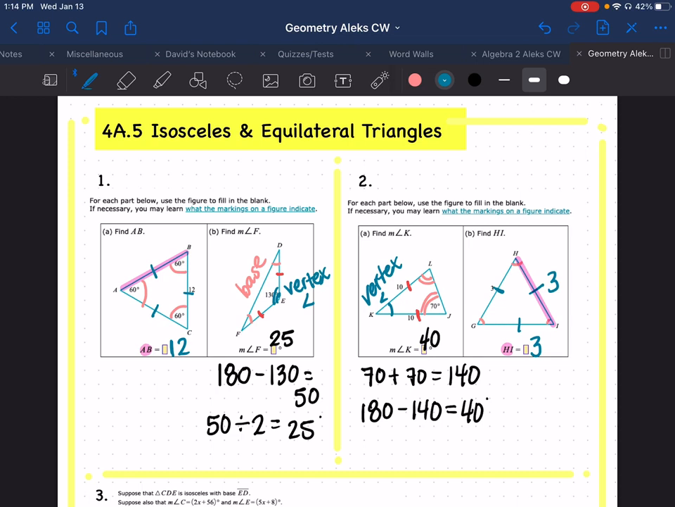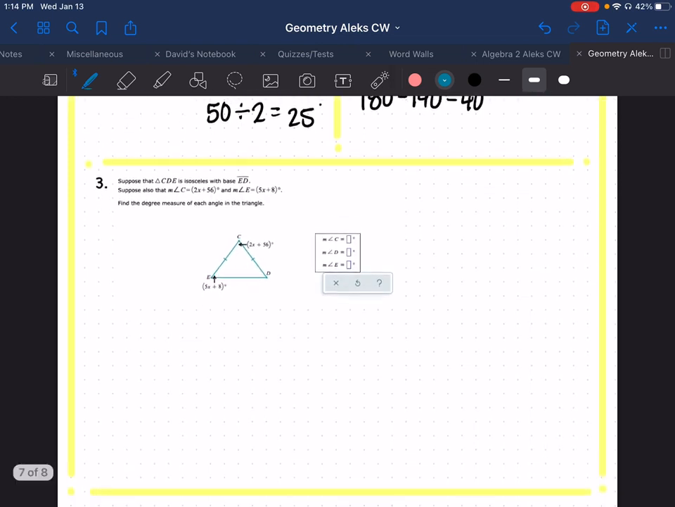Okay. Questions 3 and 4 are going to ask you about the isosceles triangle. I think it's all isosceles. And if you notice right here, it says that it has a base of ED. So it's already telling you that this is the base. The purpose for that is so that you can say this angle and this angle are the base angles. They have to be the same. And then this angle is my vertex angle. So this one is my vertex.